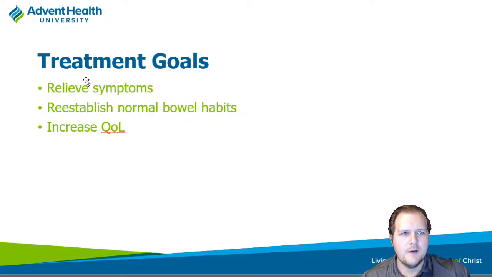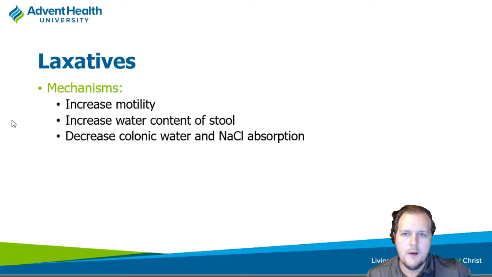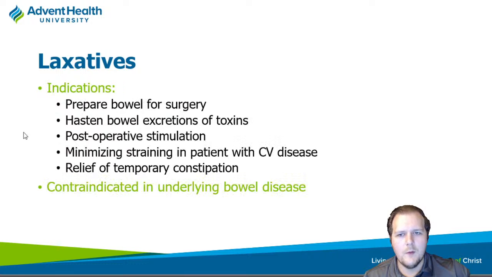Obviously, what we want to do is try to relieve their symptoms because you can have really severe abdominal cramping and pain associated with this. We want to reestablish their normal bowel habits and increase their quality of life. A couple of different things we can do to cause defecation to occur. We can try to increase motility. We try to increase the water content of stool. Many patients with constipation tend to be chronically dehydrated, which makes it more difficult to pass stools. And if we can decrease the absorption of water and sodium chloride, that's going to lead to a higher osmotic load in the GI tract. It's going to cause more stretch of that tissue, which can also cause defecation to occur. So if we can block that reabsorption, that's going to be helpful as well.